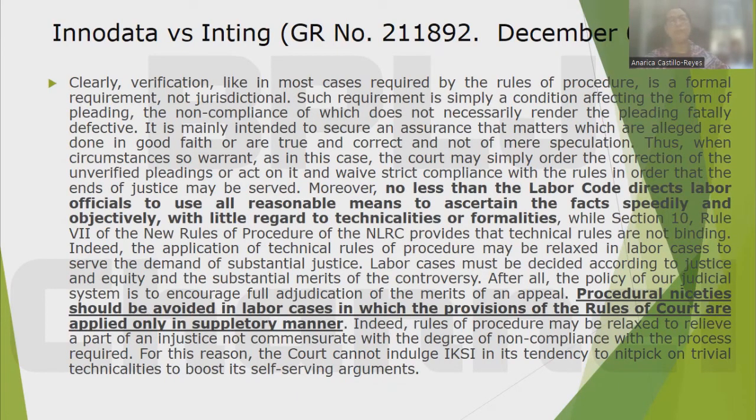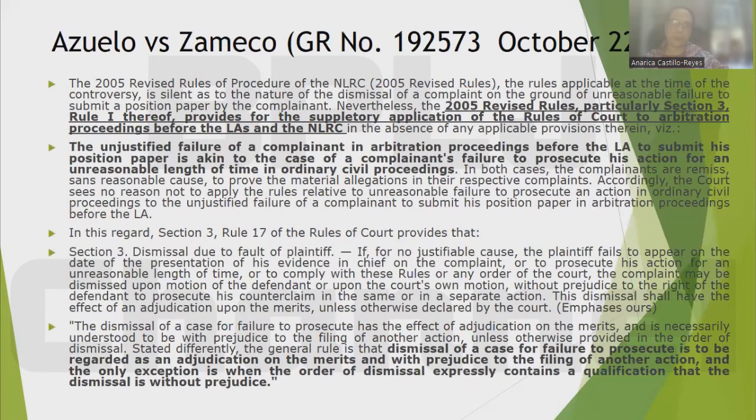Okay, so we now move to the case of Inodata versus Inti. In the case of Inodata, the doctrine is that in labor cases, the rules of civil procedure can also be applied in a supplementary manner, just like in naturalization proceedings. Procedural nicety should be avoided in labor cases in which the provisions of the rules of court are applied only in a supplementary manner. Okay?